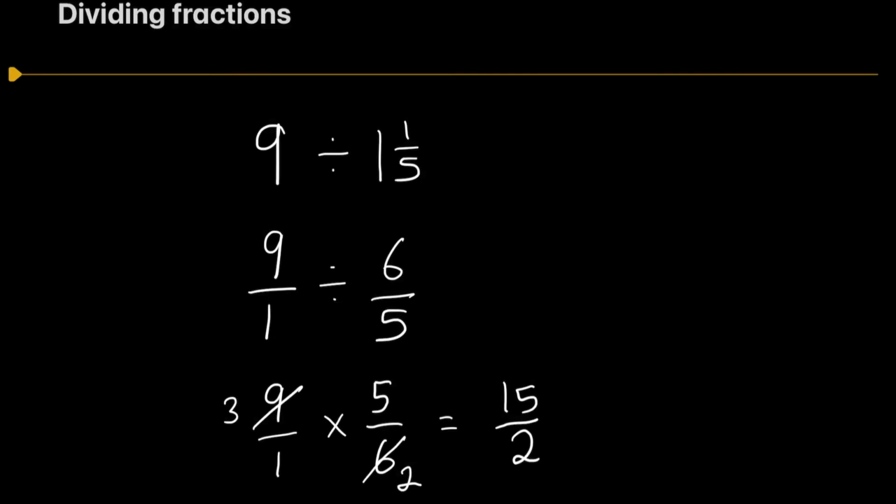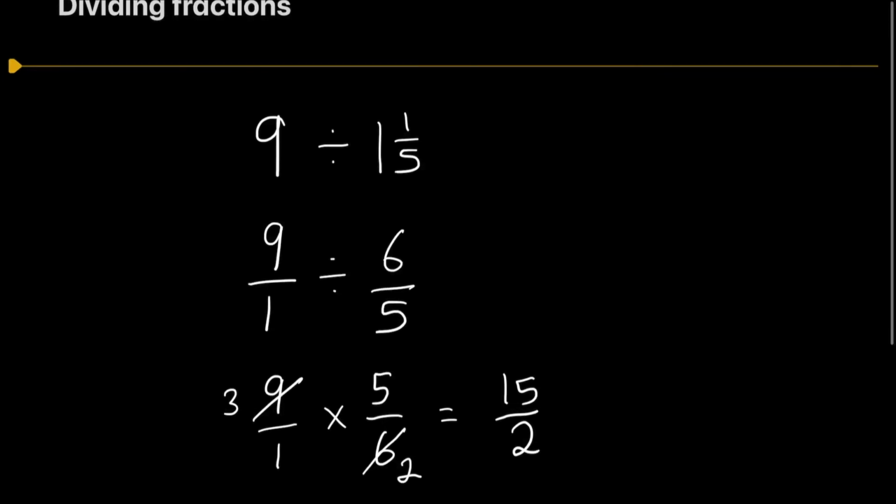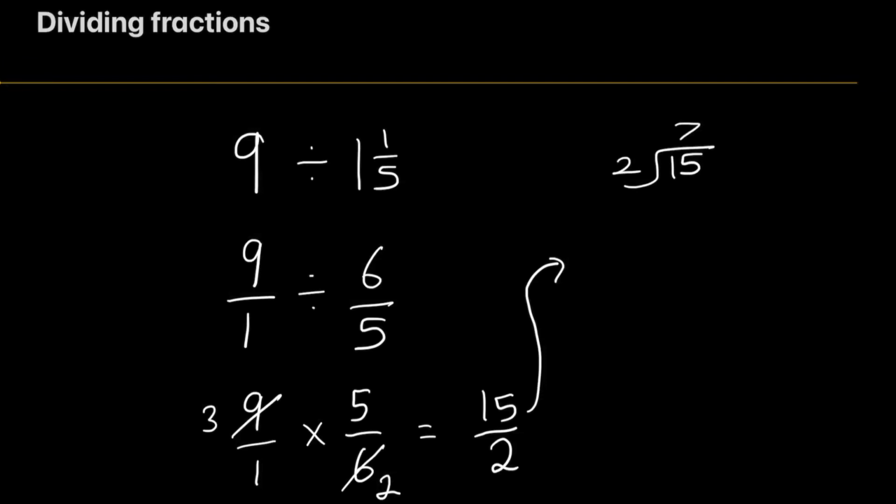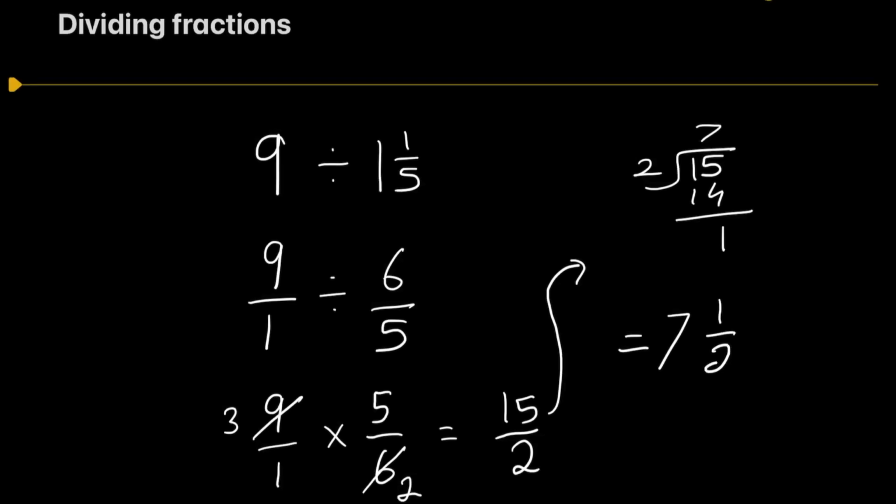Now you can keep it like this, or if the question asks for mixed numbers, then you can convert the 15 upon 2 into a mixed number. So like previously how I told, you divide 15 by 2. So 2 into 7 is 14, and then you get the remainder 1. Therefore, you will get the answer 7 1/2.